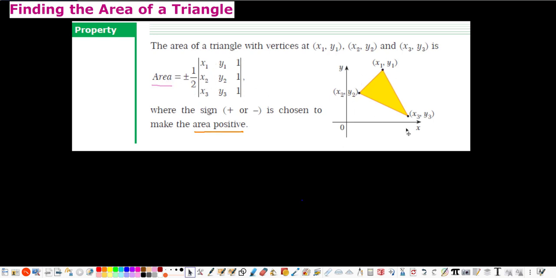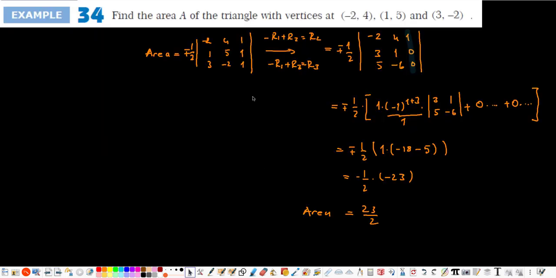If the area of these points is 0, which means they are on the same line. Also, I'm going to show this with one of the applications here. There was an exercise here: -2, 4, 1, 5, and 3, -2. Then we found the area, in the previous video I showed this, it's equal to 23 over 2.